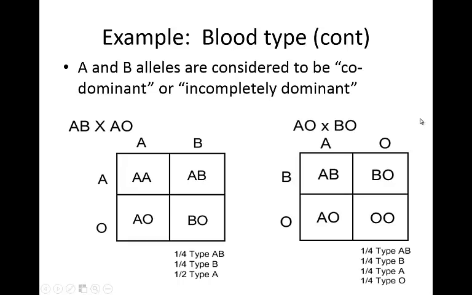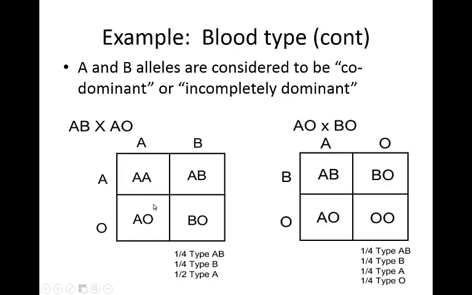So when we look at Punnett squares for individuals with different blood types, again, A and B are considered to be codominant or incompletely dominant to one another. If we were to cross an individual who has type AB blood with an individual who has type O blood, what we would expect to see out of this particular cross is about 25%, or 1 in 4, of the offspring would be type AB. About 1 in 4 of them would be type B, and 2 in 4, or 1/2 of them, would be type A phenotype.